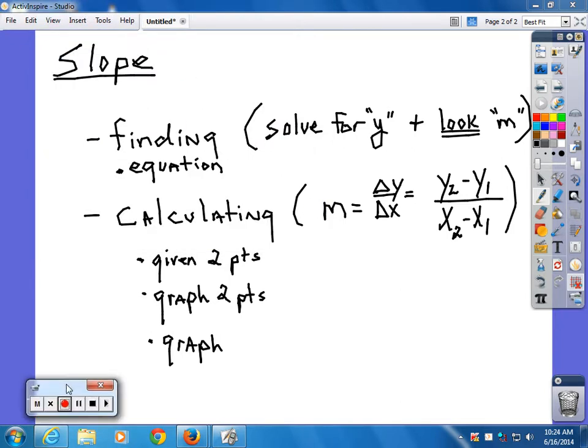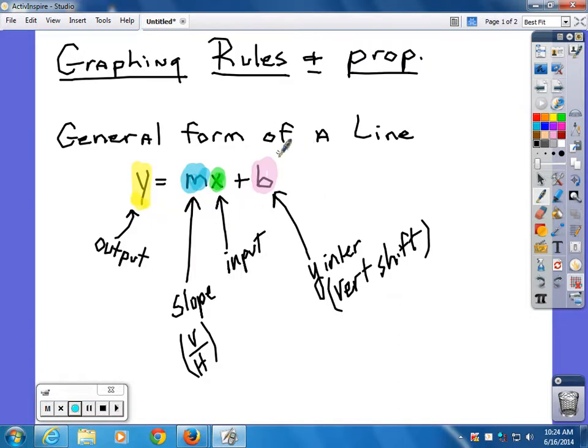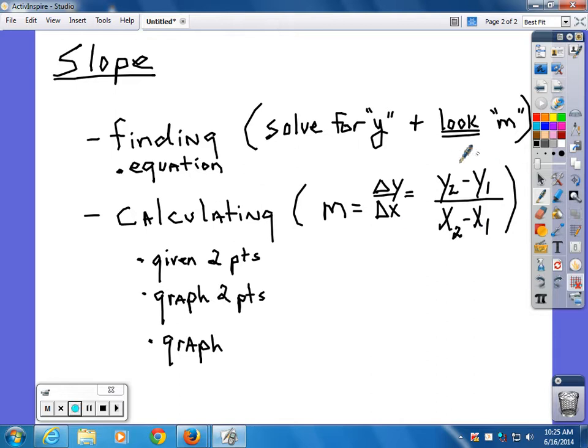So to summarize, since I forgot to turn this on, this equation right here is what you need to know for the general form of a line, and you need to know what everything is. And then the second thing you need to know is this guy right here. Okay? So, let's talk about what they look like.